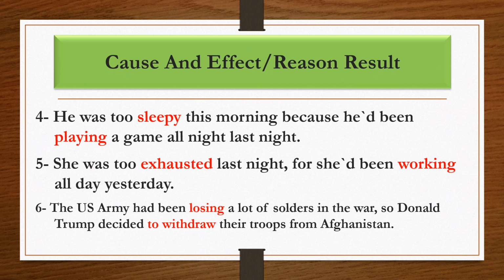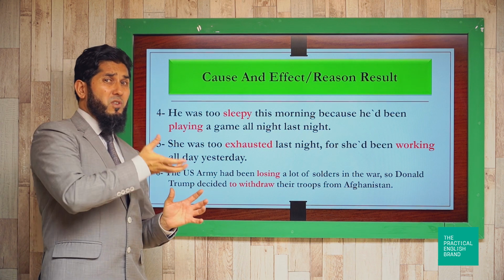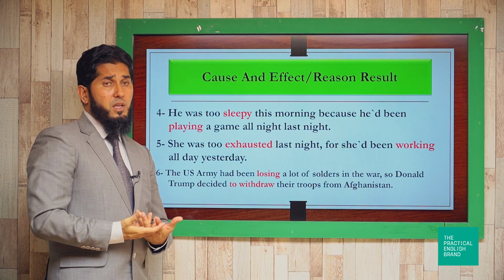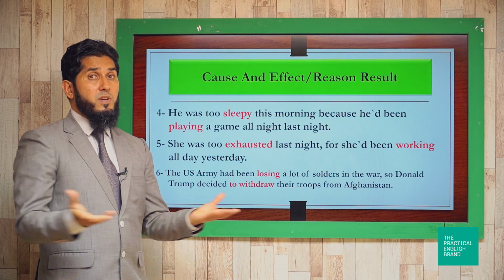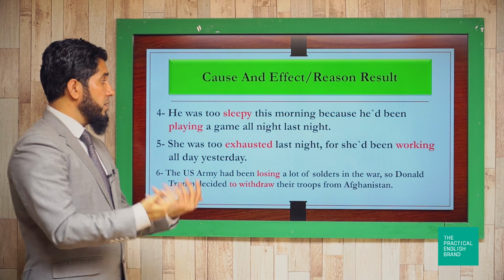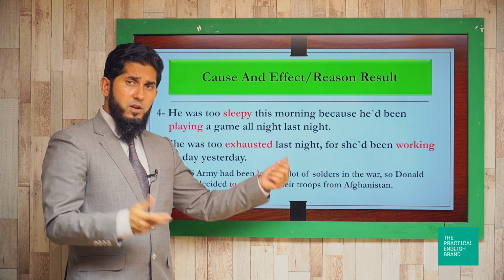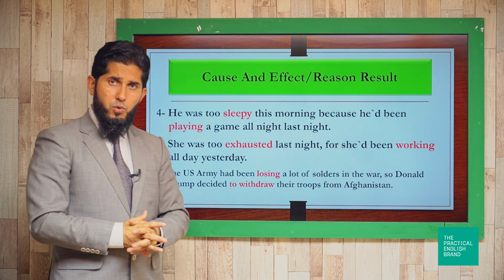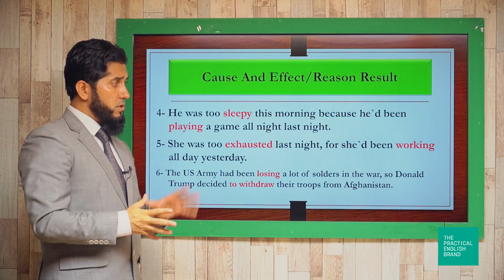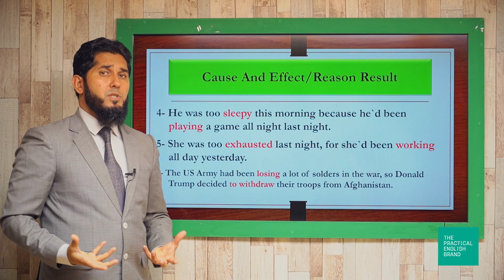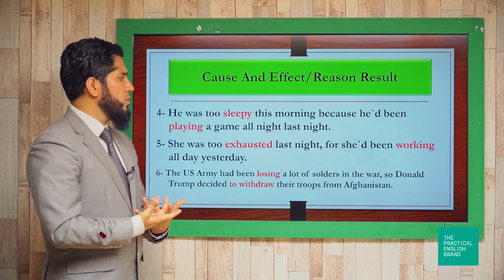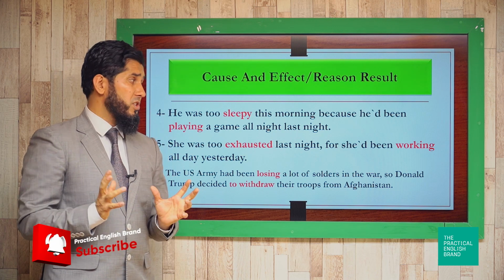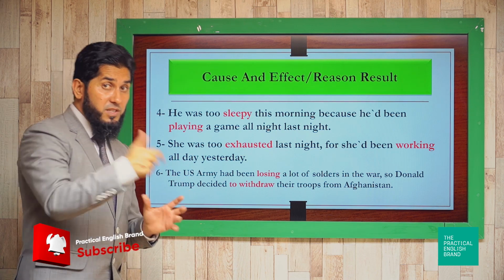Example number 5. She was too exhausted last night for she'd been working all day yesterday. The concept is the same concept, but the structure is different. So now this is a compound sentence because we have combined two independent clauses using one of the FANBOYS conjunctions, for, okay? And there's a comma before that conjunction. So the sentence is a compound sentence. But the concept is the same concept. Now, the question is that why was she too exhausted last night? Why? That's the question. For here means because.